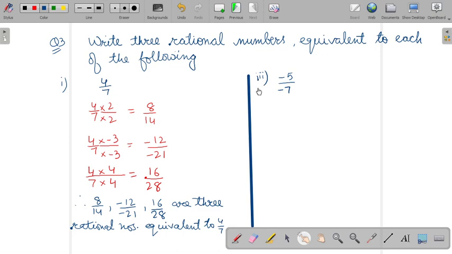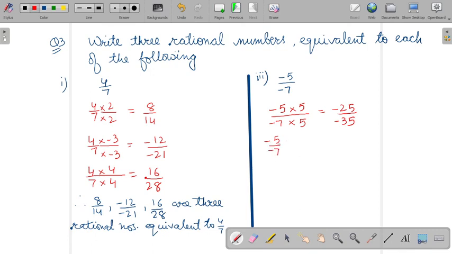Now come to the third part. In the third part, the second part is also the same as this first part, so you can try it yourself. So I am writing it once again, -5/-7. What would you like to multiply by? We can multiply it with 5. As I have told, if you multiplied by 5 in the numerator, then in the denominator also you will take the same number. So the first one is -25/-35.